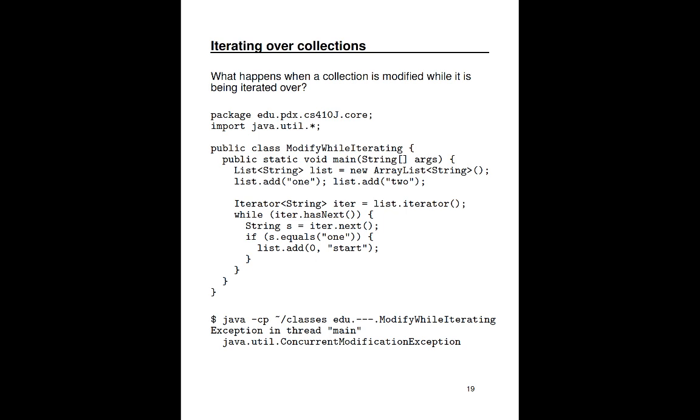Let's say that I'm iterating over a collection and I make a change to the underlying collection. Here's an example that does just that. I have a list of strings and I add two values to that, 1 and 2. I then get an iterator over that collection and I start iterating. And so I get a string. If the string that I just got has the value of 1, the word 1, then I will add a new string at the beginning of the list at element 0 with the string start. When I run this program, it encounters an exception, something called a concurrent modification exception. So let's see what that's all about.